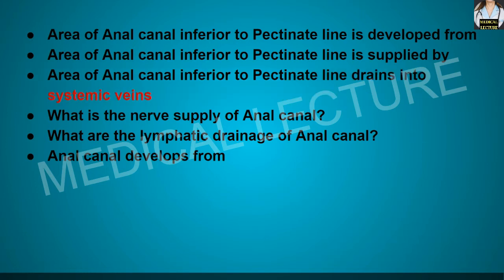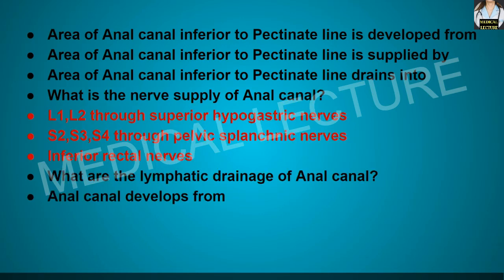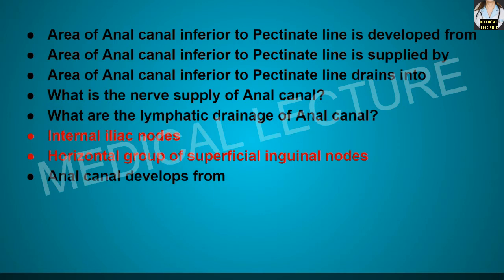The area of the anal canal inferior to the pectinate line drains into which vein? Into the systemic veins. What is the nerve supply of the anal canal? So L1, L2 through the superior hypogastric nerves, S2, S3, S4 through the pelvic splanchnic nerves and the inferior rectal nerves are the nerve supply of the anal canal. What is the lymphatic drainage of the anal canal? So they are the internal iliac nodes and the horizontal group of the superficial inguinal nodes.